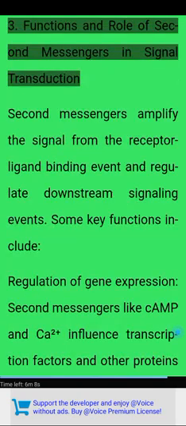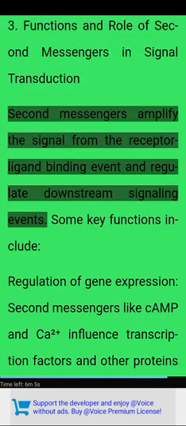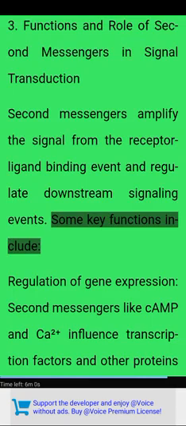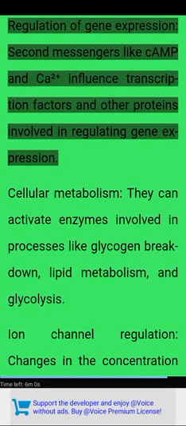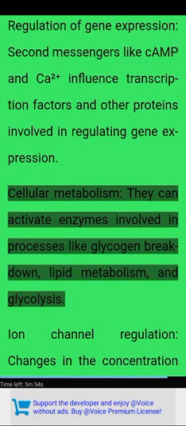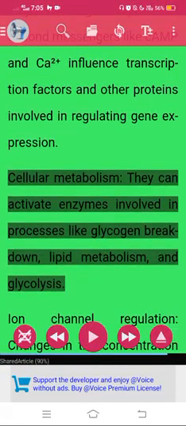3. Functions and role of second messengers in signal transduction. Second messengers amplify the signal from the receptor ligand binding event and regulate downstream signaling events. Some key functions include regulation of gene expression. Second messengers like cAMP and Ca²⁺ influence transcription factors and other proteins involved in regulating gene expression. Cellular metabolism. They can activate enzymes involved in processes like glycogen breakdown, lipid metabolism, and glycolysis.